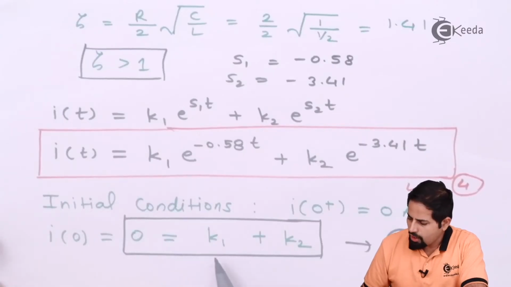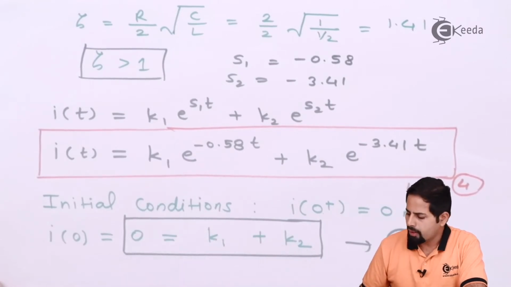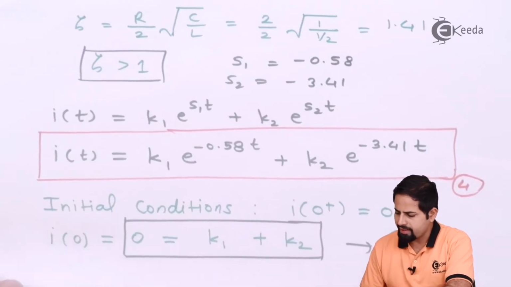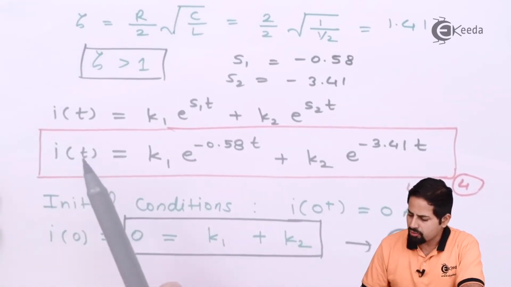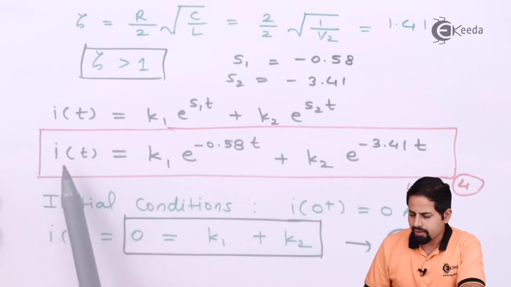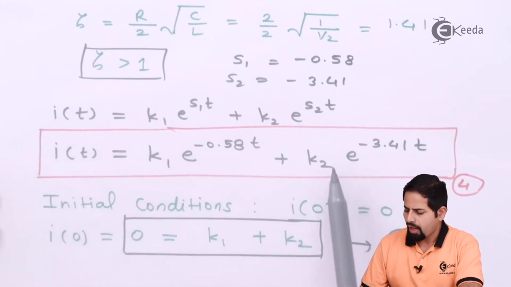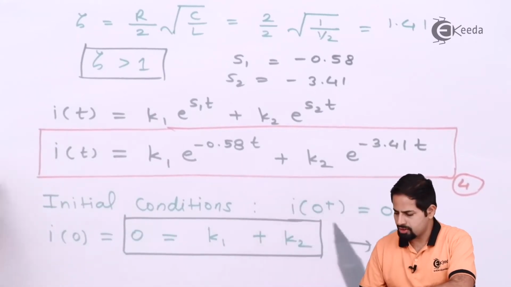So here we have one equation, which is K1 plus K2 equal to 0, but this one equation obviously will not solve our problem. So we will get the second equation. To get the second equation, what we will do? We will take the derivative of this equation and then we will put in the initial conditions.